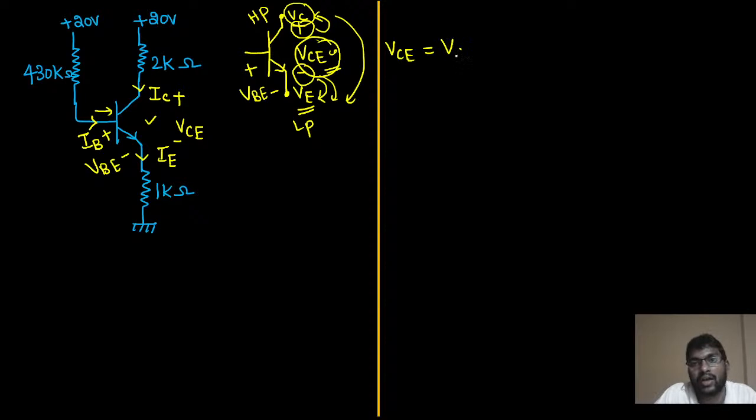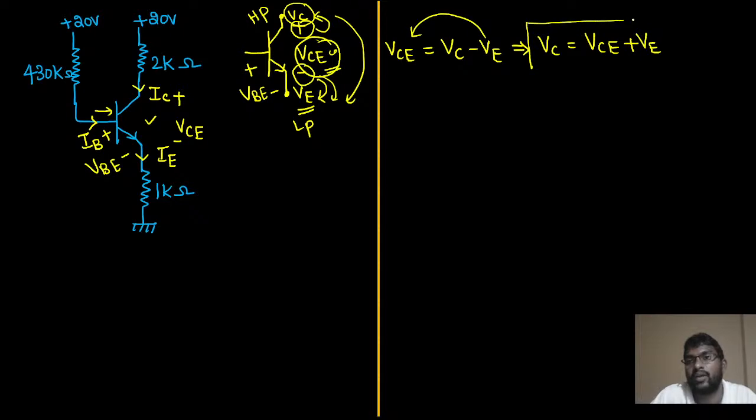So how will you write it? Collector voltage minus emitter voltage. So from here we have the collector voltage. So collector to emitter voltage, pass this emitter voltage to the left hand side such that it will become emitter voltage. So this is how we are going to estimate the value of collector voltage. This is one way. Okay, so let us see.